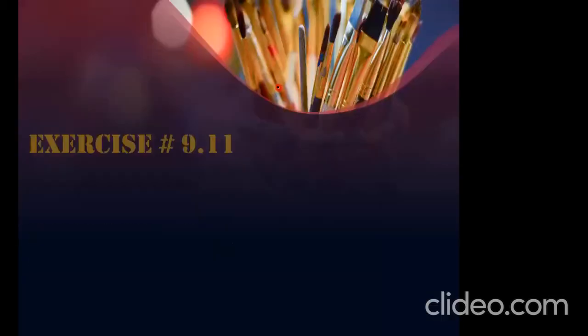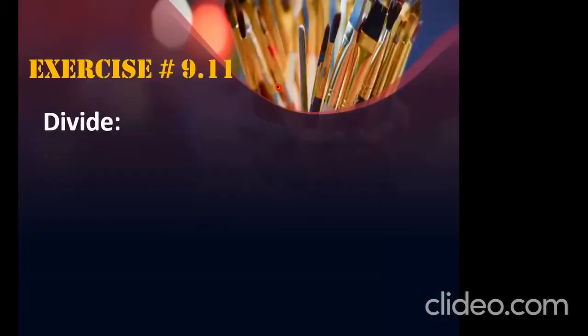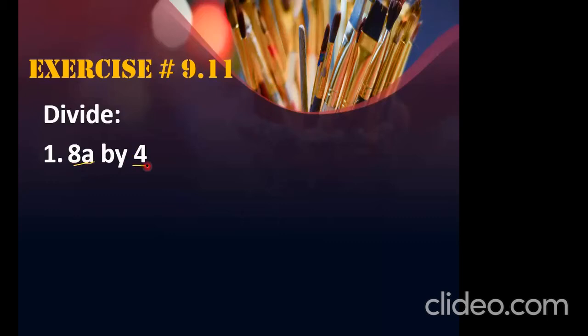Next is 9.11. Now we are going to start 9.11. In 9.11, what you have to do is divide. Very simple and easy. Simply divide this 8a by 4, no problem. Sorry, this is 4a. Divide this 8a by 4a. So you will write it in fractional form. Now I'm going to divide: 4 into 1 is 4, 4 into 2 is 8.